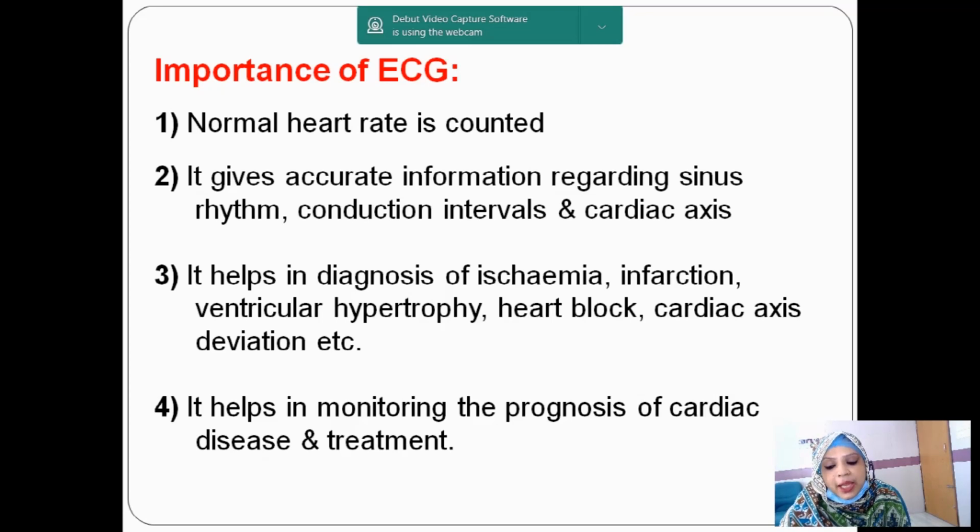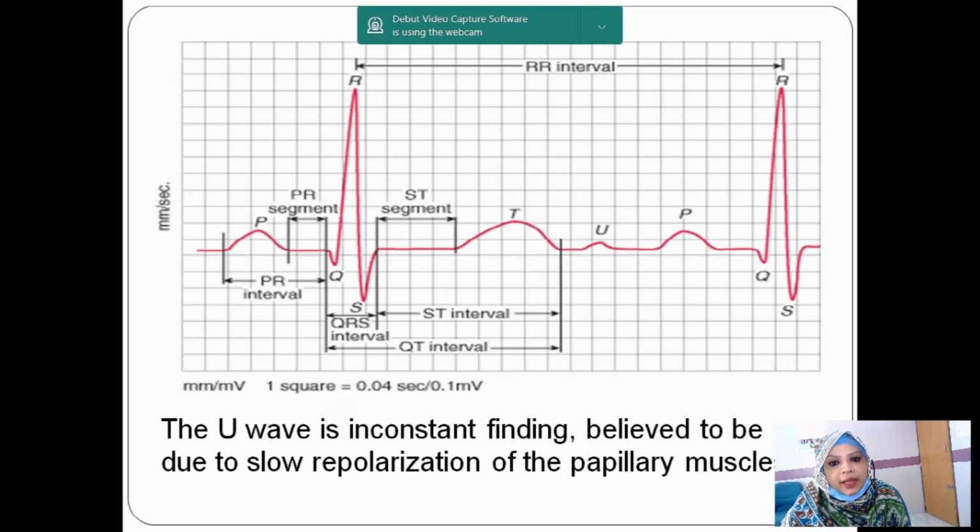This is a very, very important written question. You have to draw this figure in your exam, and maybe a question comes like this in a written exam: draw a labelled normal ECG. That is the PQRS complex. You have to draw the P wave, QRS complex and T wave. This U wave occasionally occurs. The U wave is an inconstant finding, believed to be due to slow repolarization of the papillary muscle.